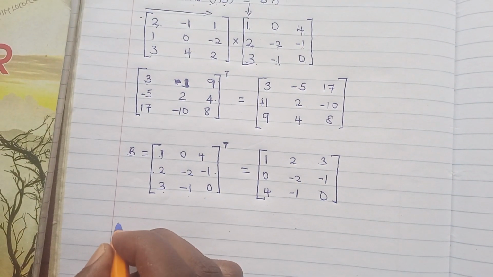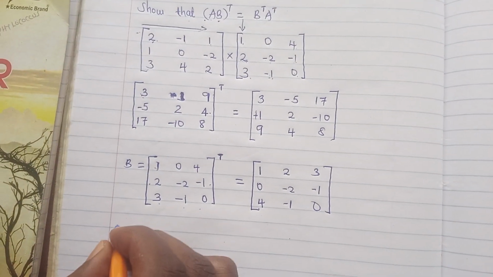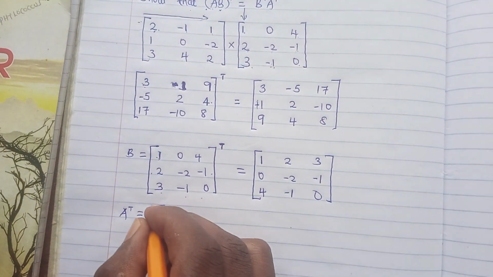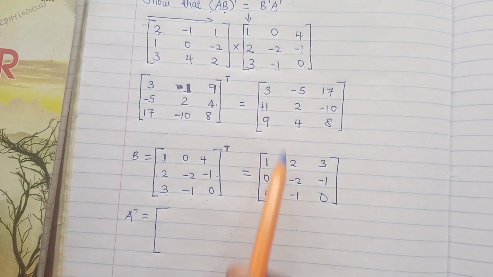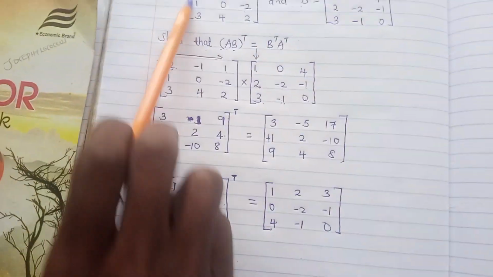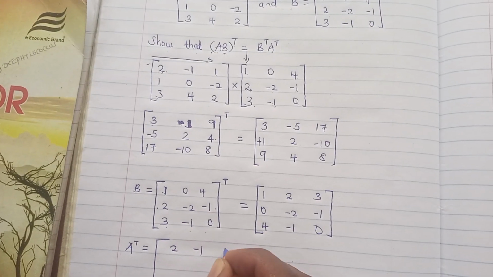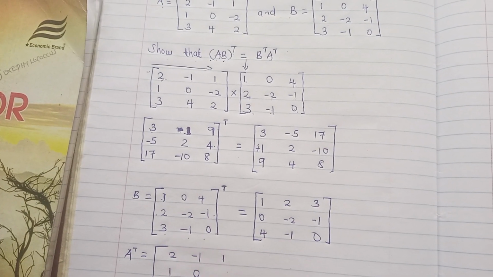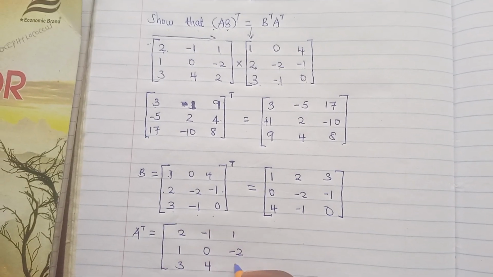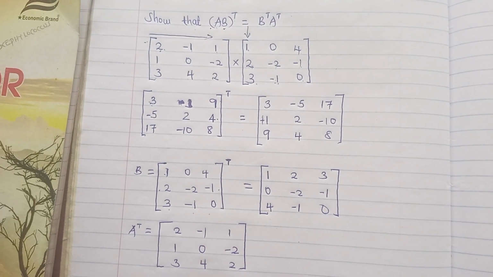Now let us write A transpose of A. So A transpose is equal to, let us write its matrix now, which is this one here. A is 2, -1, 1. You have 1, 0, -2. You have 3, 4, 2. Now let us transpose this.